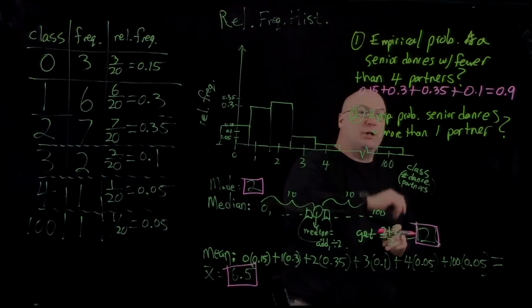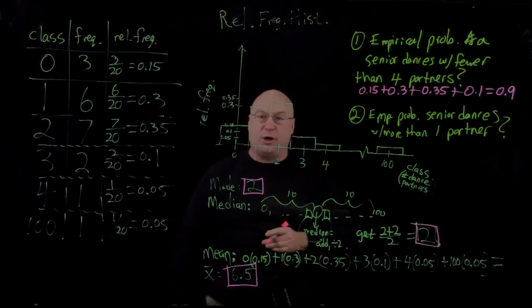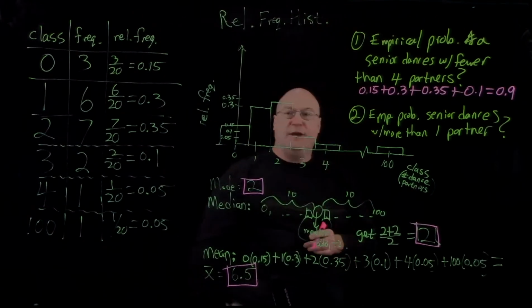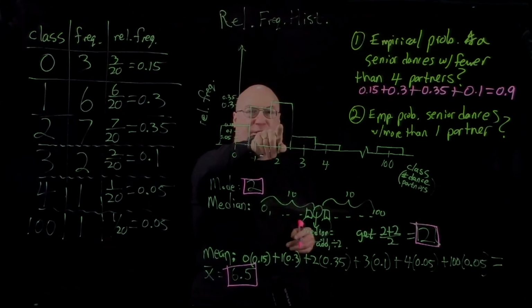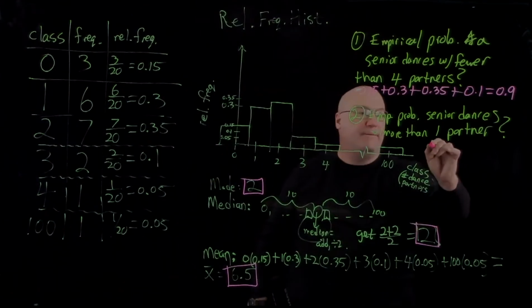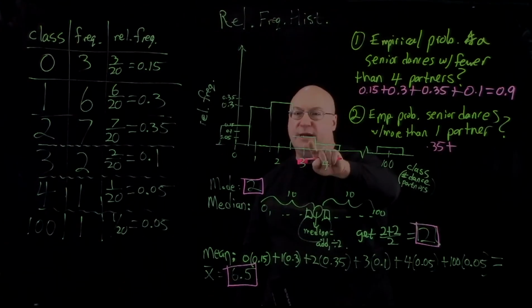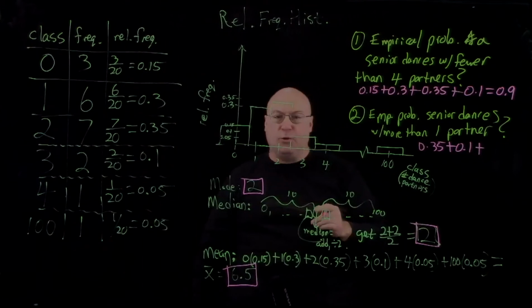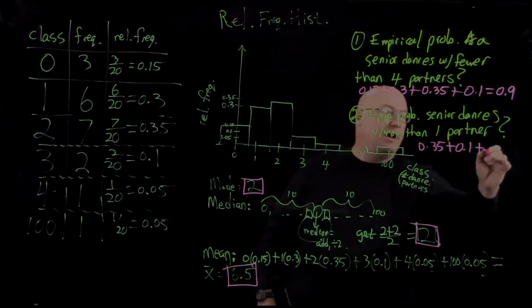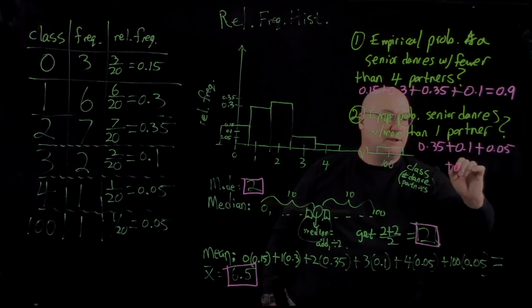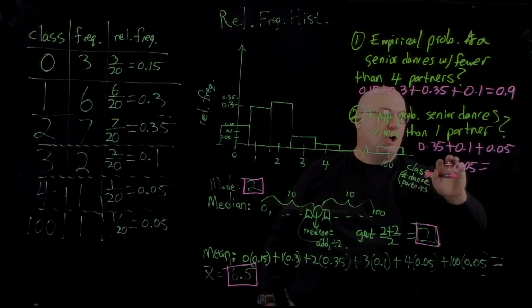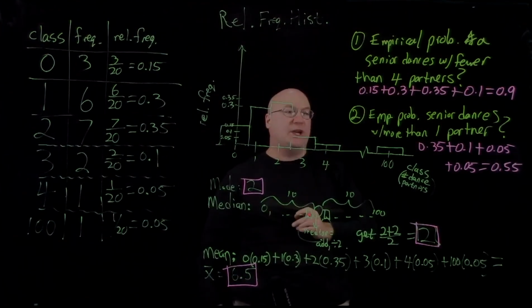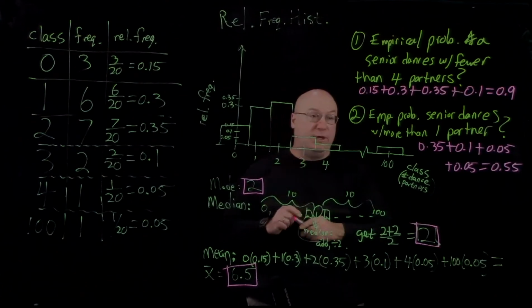What about the probability that the senior dances with more than 1 partner? I don't want 0, I don't want 1, I want 2, 3, 4, or 100. So I will look for the area of the bar 2, and that's 0.35, plus 3, and that's 0.1. So 0.35, 0.1. And then 0.05 plus 0.05, and that adds up to what? I think 0.55, right? It looks like a 55% chance that a senior will dance with more than 1 partner.